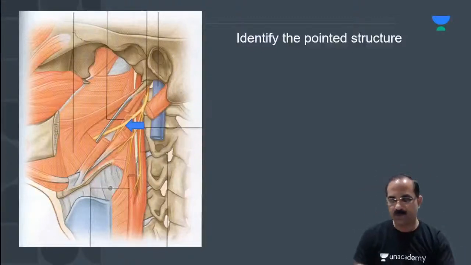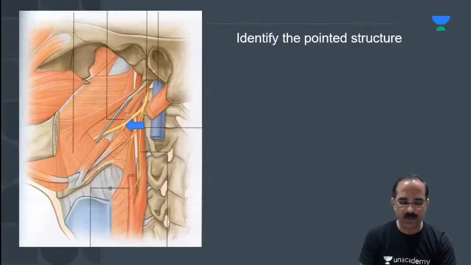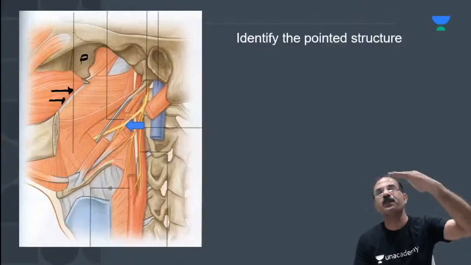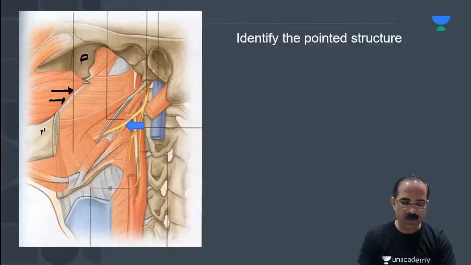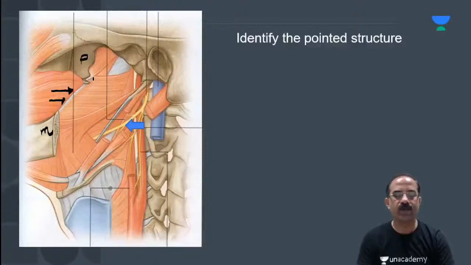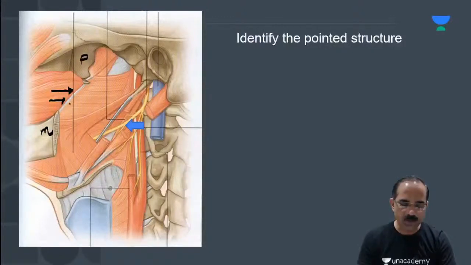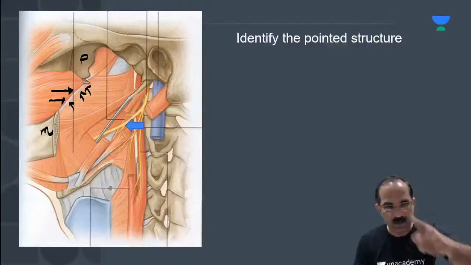See, if you can just try to visualize this slide and tell me what is this that I'm pointing out. This is the pterygoid plate, that's at the base of the skull. This is the mandible. Pterygoid plate, mandible. What do you call this pointed structure? What is this line known as?